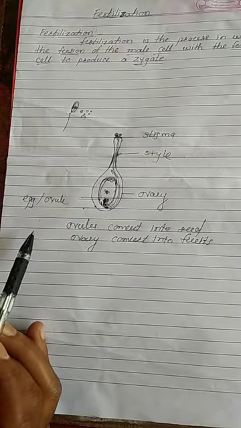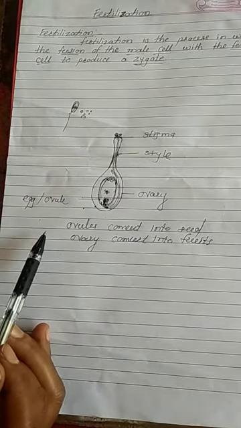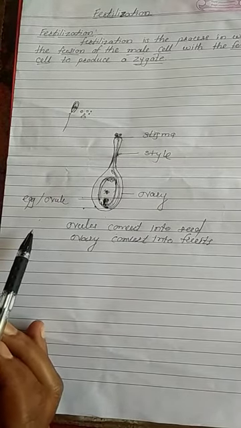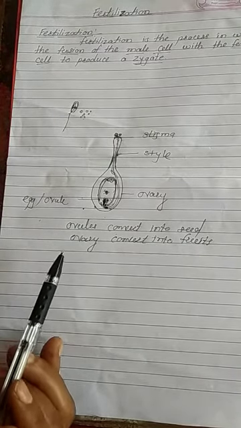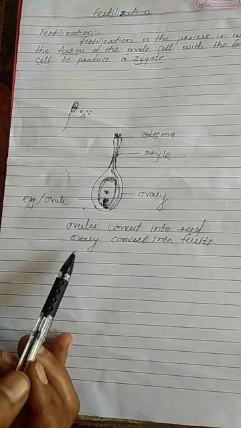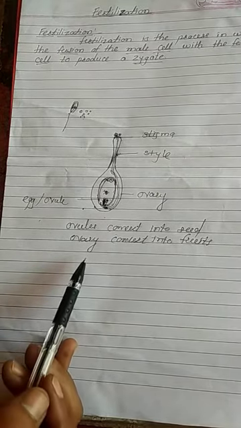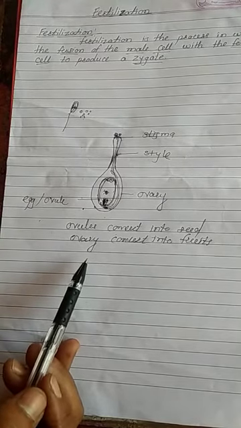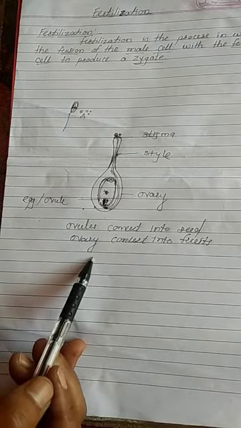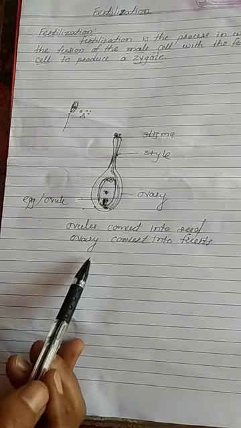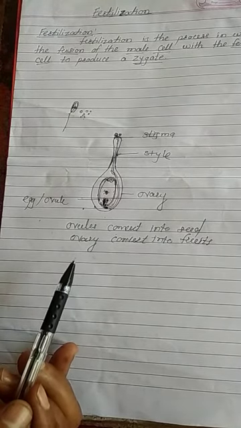Everybody understood this lesson? In this lesson we studied reproduction in plants. We saw asexual reproduction and sexual reproduction. In asexual reproduction we already studied binary fission, budding, fragmentation, spore formation and vegetative reproduction. In vegetative reproduction there are two ways: natural and artificial vegetative reproduction. We have also studied sexual reproduction.